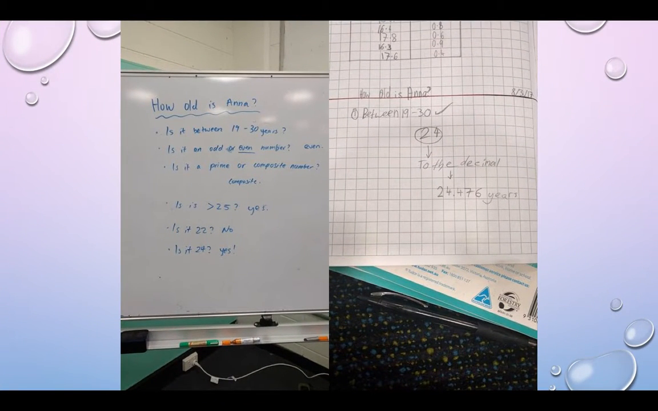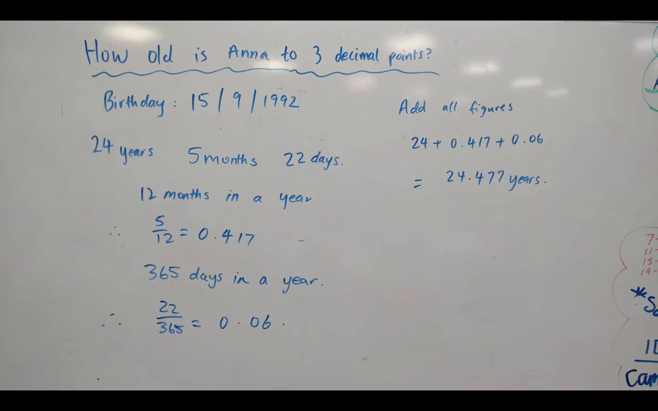To start off the lesson, we played a mini mathematics game called How Old is Anna? Students were required to use mathematical questions to work out how old I was. For example, is it an odd or even number? Is it a prime or composite number? Is it higher or less than a particular number? Together with students, we worked out my age to the 100th decimal point.